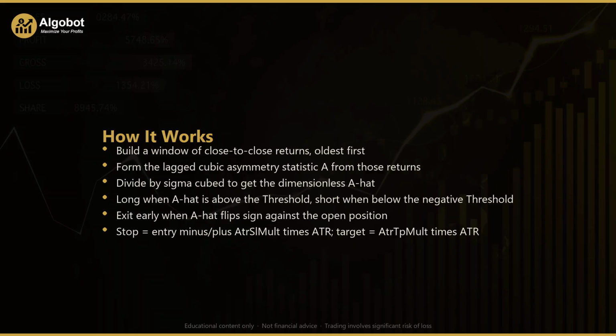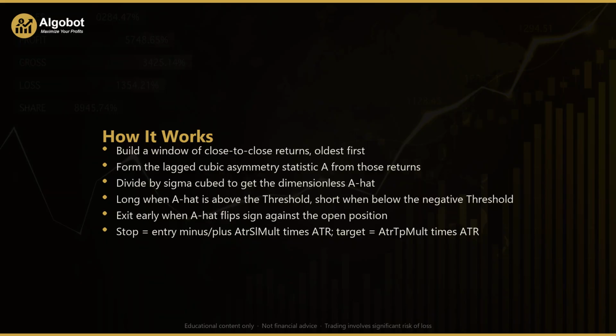If the window is completely flat and the volatility scale collapses to zero, the code detects that and simply skips the bar rather than dividing by zero. Now the decision rules. If there is no open position, the strategy signals a long when AT rises above the positive threshold, which defaults to 0.20, and a short when AT falls below the negative threshold. Anything in between is treated as too close to equilibrium to act on.